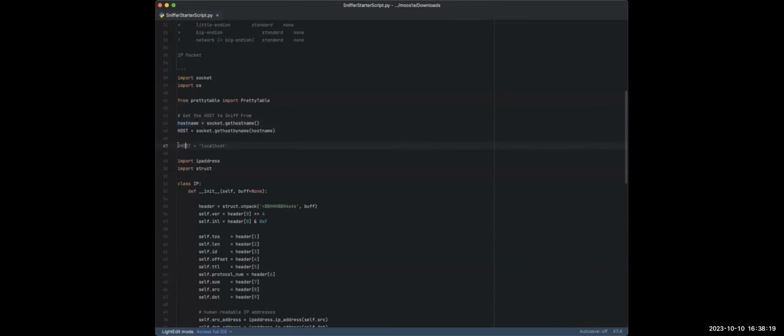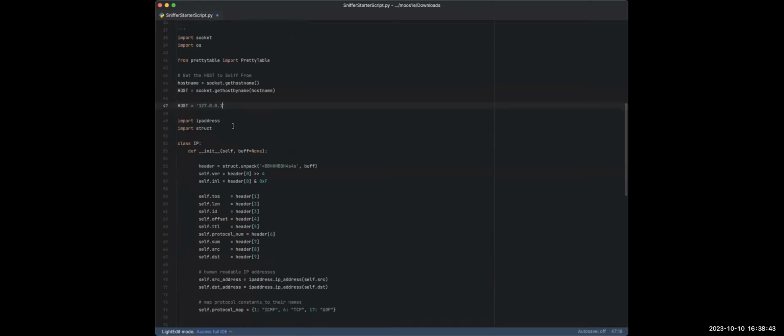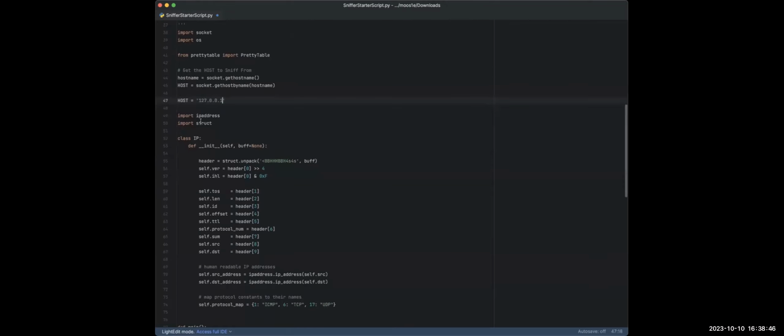For host, you're going to need to make sure that this shouldn't be commented out. You might have some issues otherwise. So I would just put in 127.0.0.1 or whatever your local IP is. You'll see it. It'll tell you the interface that you're connecting to on Wireshark. Then you're going to import ipaddress and struct. Struct allows you to reverse any different kinds of binary addresses. So as you can see here, okay.